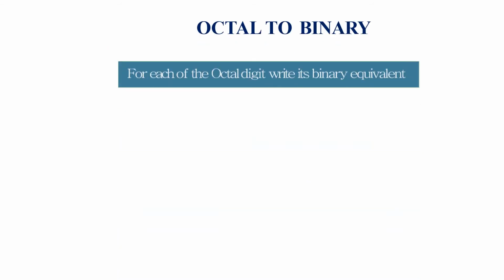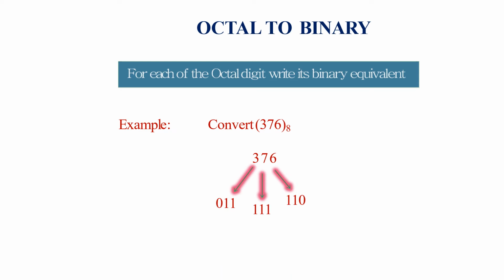So next one is octal to binary. For each of the octal digits, we can just write the 3-bit binary equivalent. So that is the conversion. Again, for example, I'm just considering 376 with base 8, which means what? Octal. Convert that octal into binary.